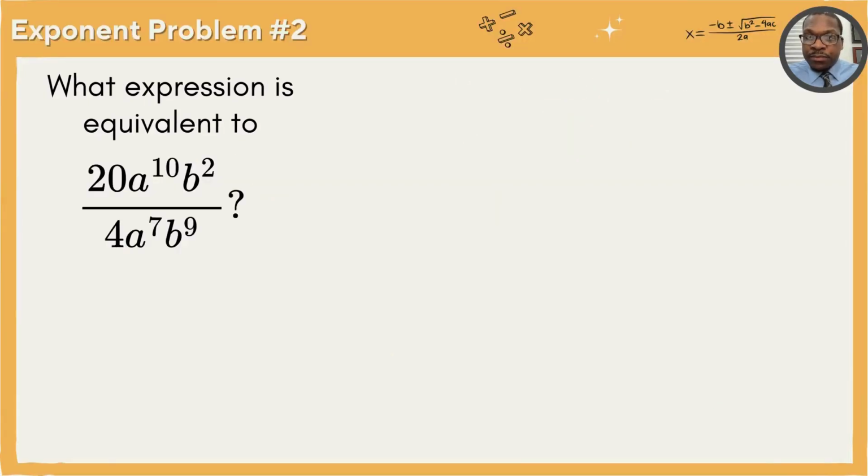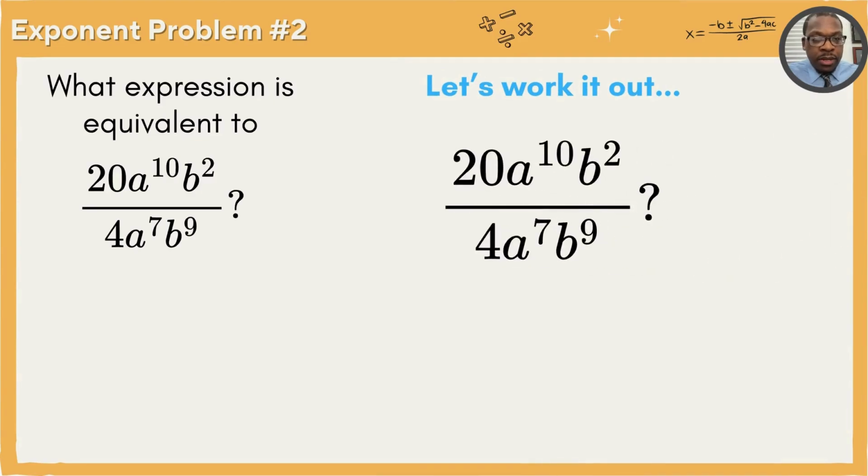Okay, last question. What expression is equivalent to 20a to the 10th, b to the 2nd, divided by 4a to the 7th, b to the 9th? All right, let's work it out. Don't get intimidated. Just put things together that are the same. So we'll start here. Put the numbers together.